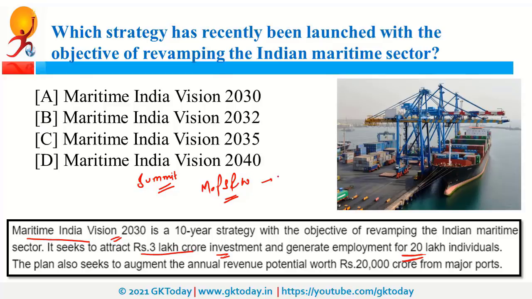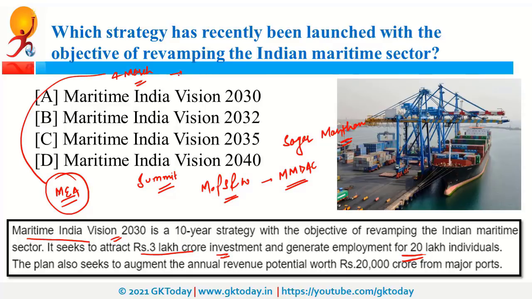And during this summit, a new initiative was announced. It is MMDAC. What is MMDAC? It is Mercantile Marine Domain Awareness Center. And this is given the name Sagar Manthan. Now apart from that, during this summit, the MEA, that is Ministry of External Affairs, decided to commemorate 4th of March as Chahbar Day. Chahbar is a port and it is a port situated in Iran. India and Iran are collaborating for this port project. So on the sidelines of this Maritime India Summit 2021, this day was celebrated.